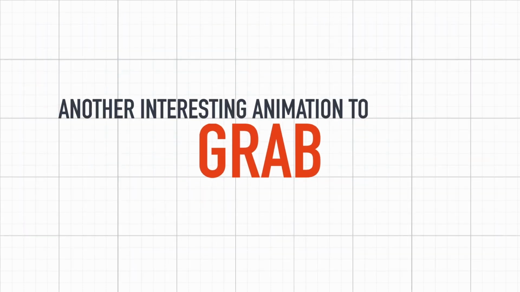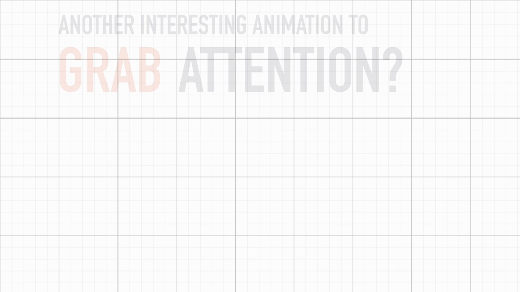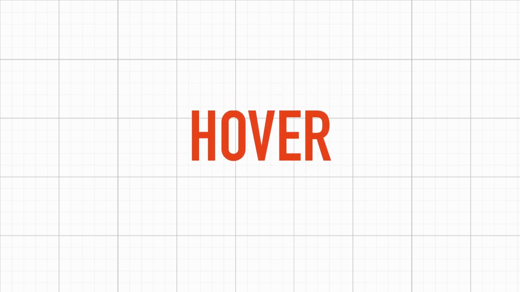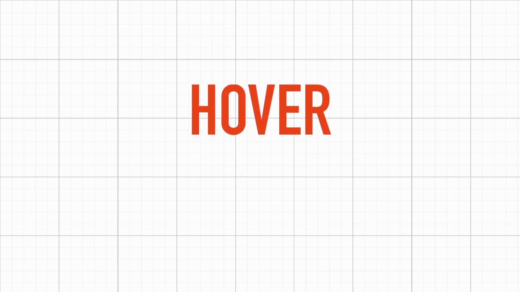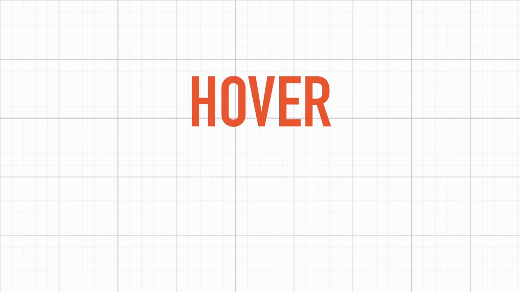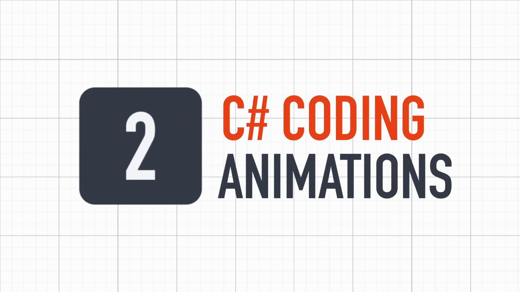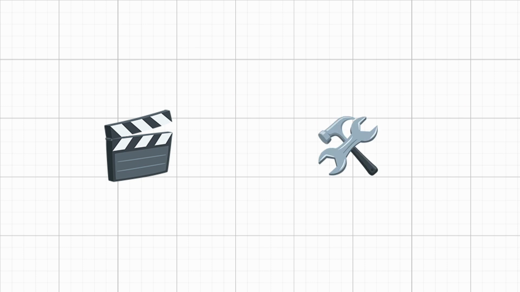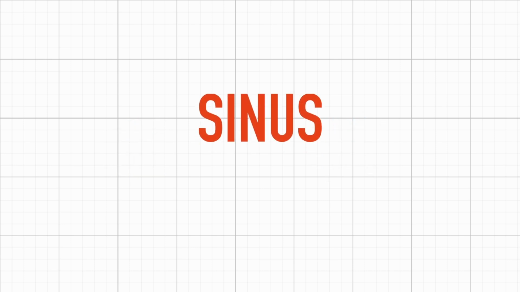Okay, that's pretty cool, but another interesting animation to grab the player's attention is to have an object hover, or in other words, move up and down slightly over time. So let's see how we can add this second movement to our cube. This time, we're gonna do it via code. You can of course totally make it using the animation tools we just saw, but this way we'll look at another more dev-y method. The key thing we're gonna use here is a sinus.